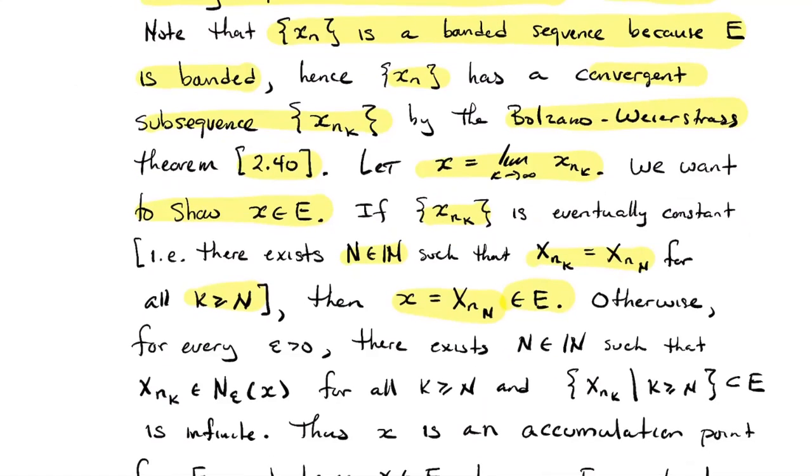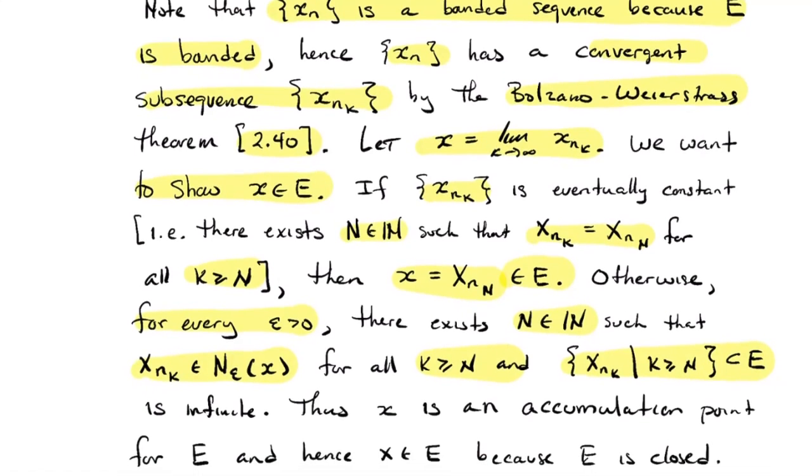Now suppose the sequence is not eventually constant. Because the subsequence converges to x, given an epsilon, I can find some capital N such that the subsequence terms are in the epsilon neighborhood of x eventually, that is, for k greater than or equal to capital N. Again, those subsequence terms are all in the set E. So what does that mean?